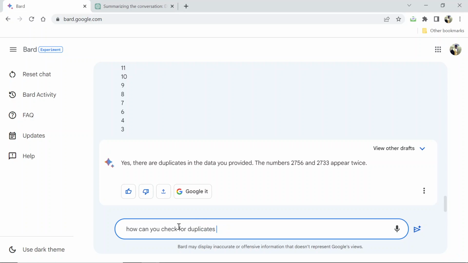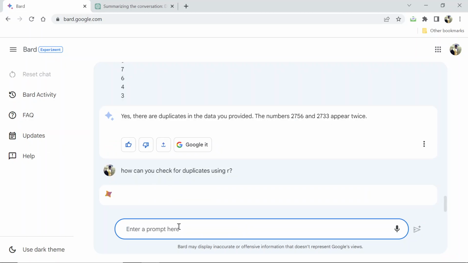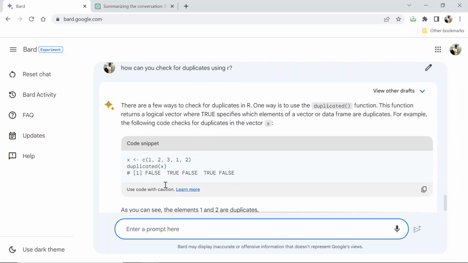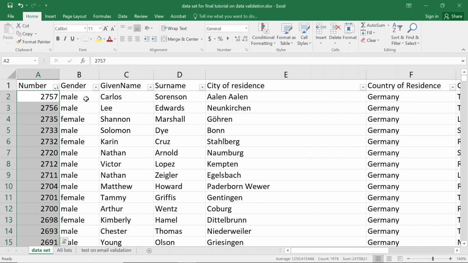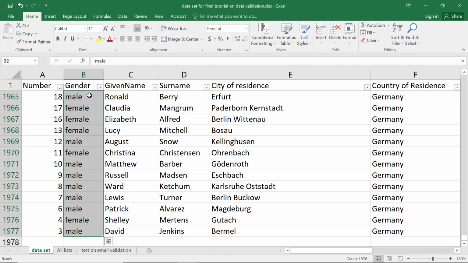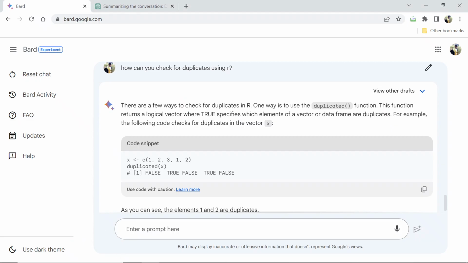How can you check for duplicates using R? Let me check if it can give me code to use in R. I want code to use in R to check for duplicates. Okay, I have it. You first name your list, assign your list to an object, and find duplicates. Let me do the same. I know this dataset. I have a whole list here, so let me go to R.